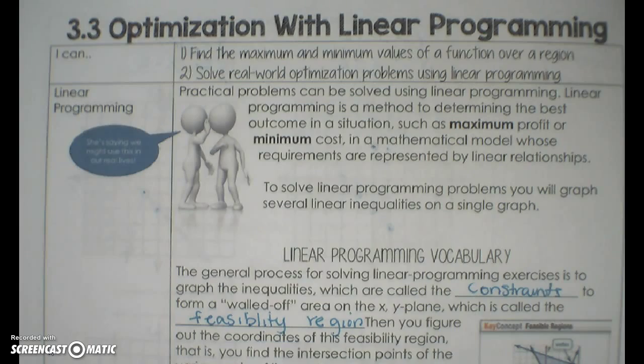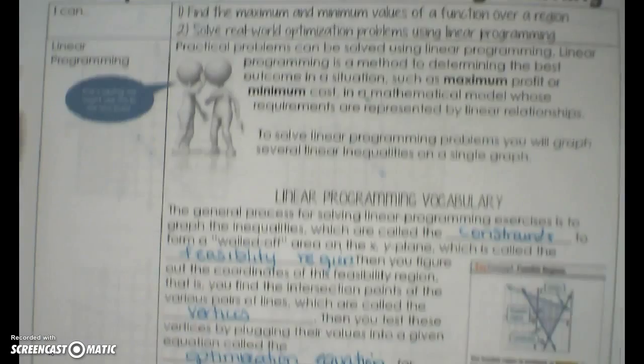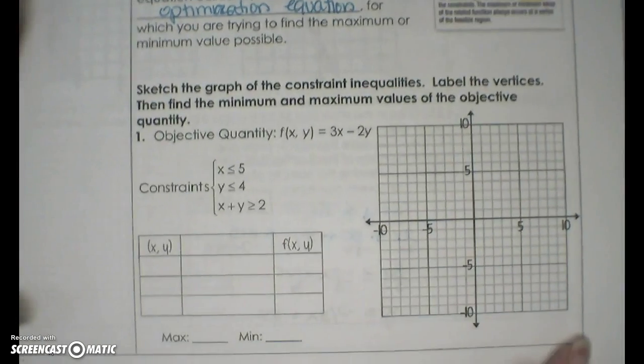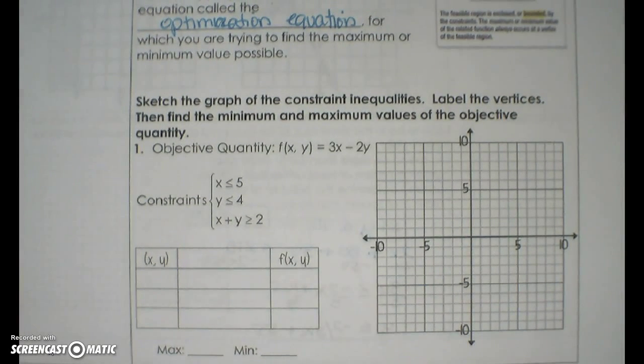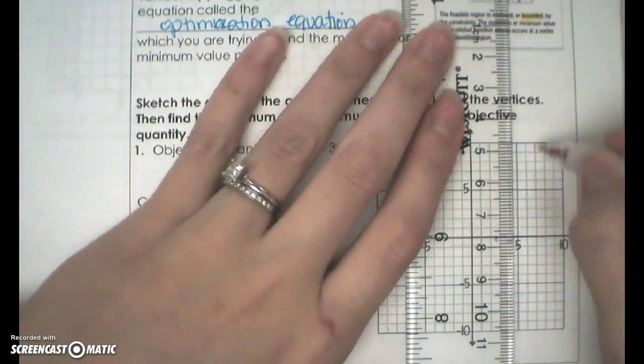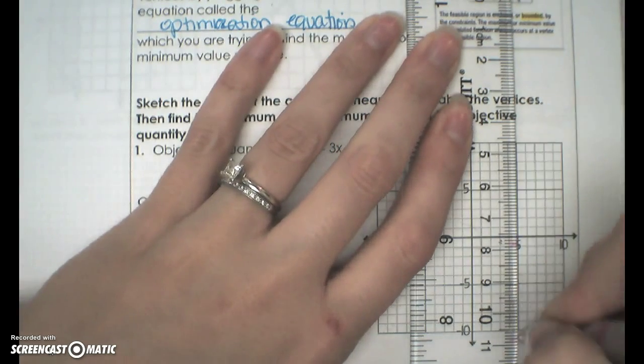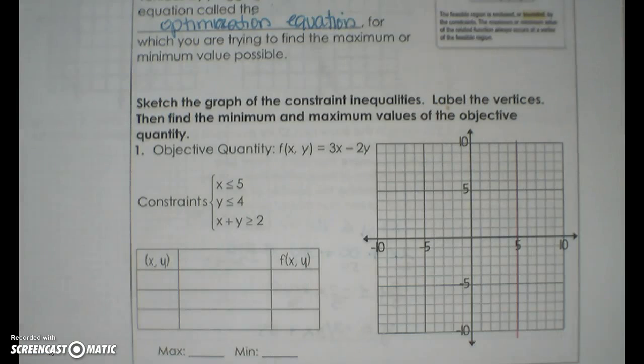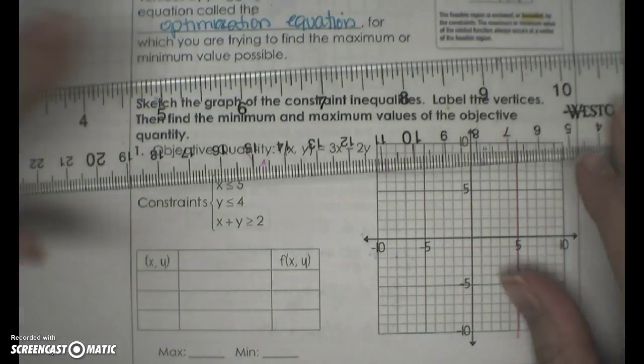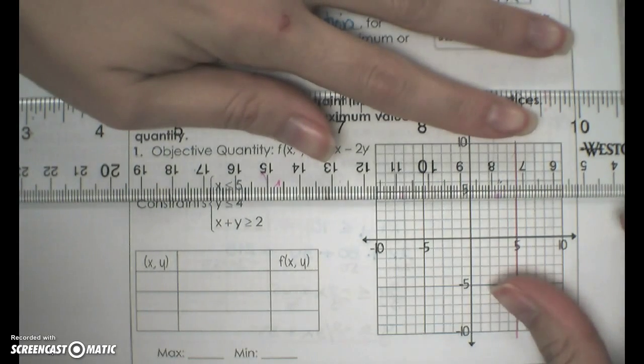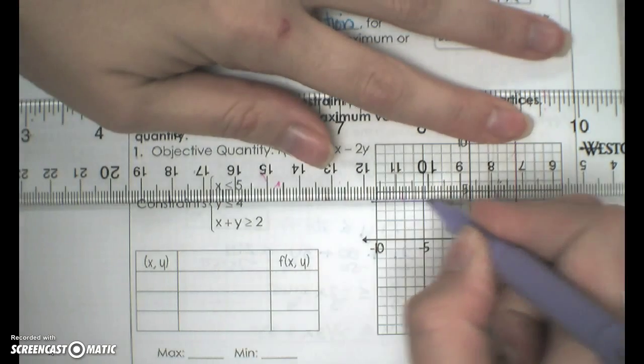So let's take a look at this first example, and I like to use different colors for each line, so that's what I'm going to do. You can do that same thing if you want to as well. So for this first one, x is less than or equal to 5. So we're going through the x-axis at 5, and we are drawing a solid line. Okay, there's one line. And then we have y going through 4, the y-axis through 4, and solid line.